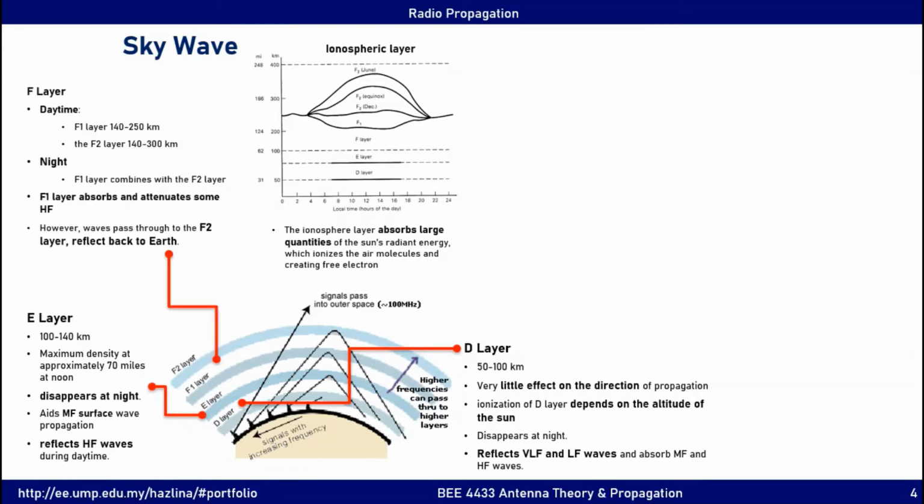The next layer is the F layer. The F layer consists of F1 and F2 layers. During daytime, the F1 layer is located approximately around 140 to 150 km above the Earth's surface, while the F2 layer is approximately between 140 to 300 kilometers. During night, the F1 layer combines with the F2 layer to form a single layer. The F1 layer absorbs and attenuates some high-frequency waves, although most of the waves pass through to the F2 layer where they will reflect back to Earth.